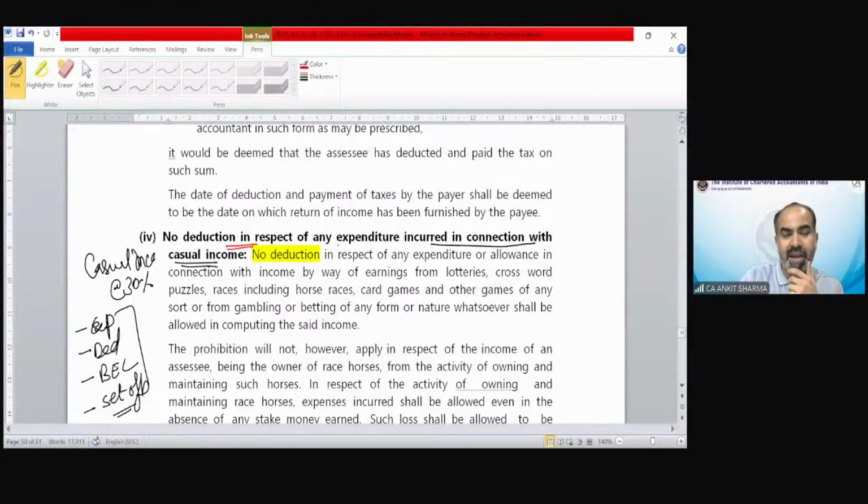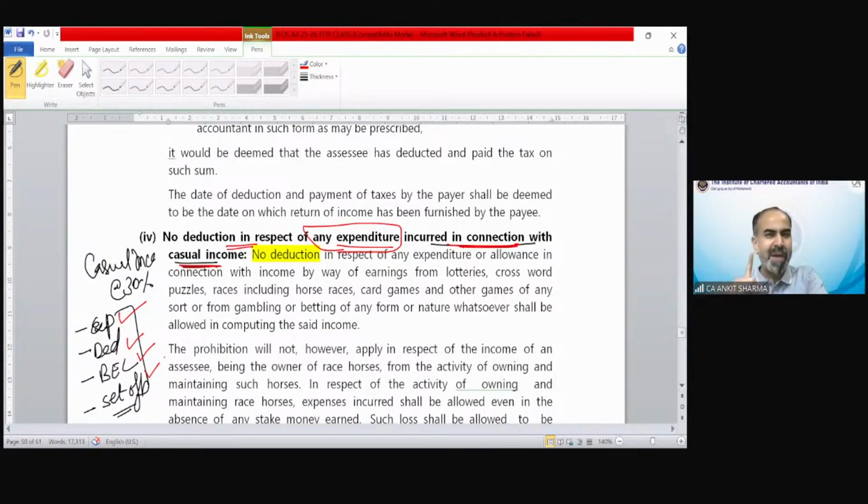No deduction in respect of any expenditure incurred in connection with casual income. Whether it's expenses, you cannot claim it. Whether there is a deduction, you cannot claim it. Whether there is a basic exemption limit, you cannot claim it. And set off also you cannot do. The set off chapter we will discuss later, but let me tell you, against casual income, no loss of any other head also can be adjusted. No loss can be adjusted. So no basic exemption limit, no set off adjustment allowed, no deduction allowed, no expenditure allowed.